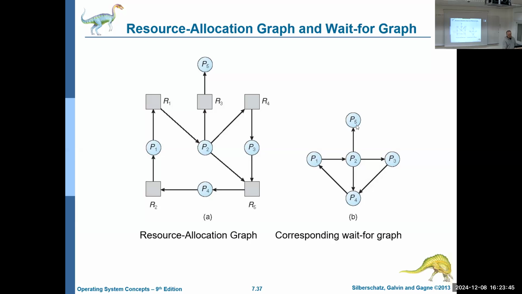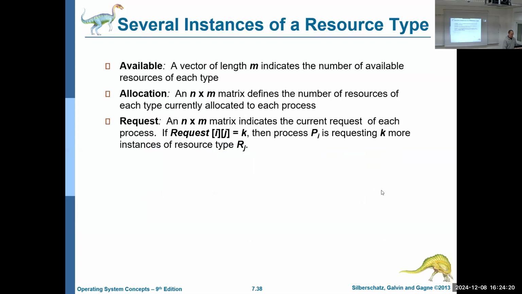Now, if that were the only situation, we wouldn't have a loop. 1 is waiting for 2 and 2 is waiting for 5, and there's no cycle. But 2 is also waiting for resource 4, which is held by 3. So he's waiting for 3. And 3 is waiting for resource 5, which is held by P4. So P3 is waiting for P4. And here we have a loop. Actually, we have 3 loops: the outer loop and 2 inner ones.